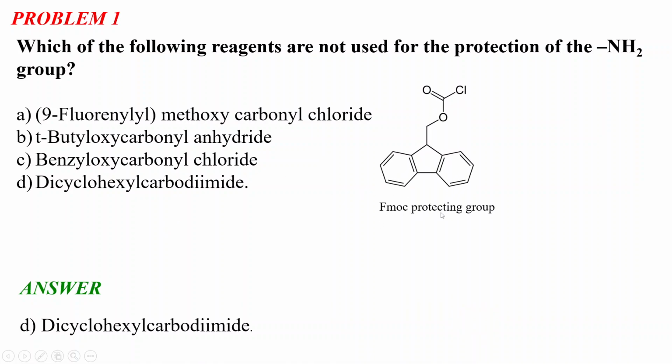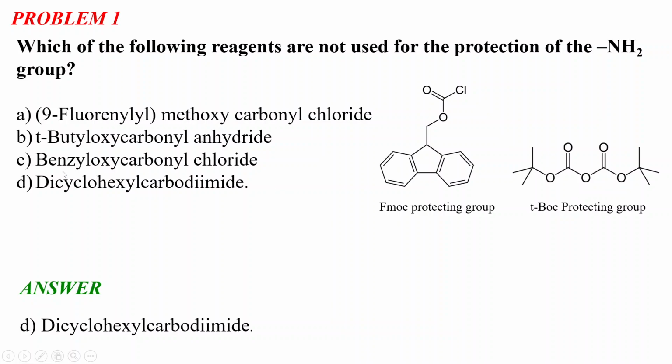So this is the FMOC protecting group of amines. FMOC stands for the first option A, which is 9-fluorenyl methoxycarbonyl chloride. Now this is the structure of FMOC chloride, and this group is basically used for the protection of the amine site. Now the second option is tertiary butoxycarbonyl anhydride, and this is abbreviated as the TBOC protecting group, and this is the structure of this TBOC protecting group, the tertiary butoxycarbonyl anhydride.